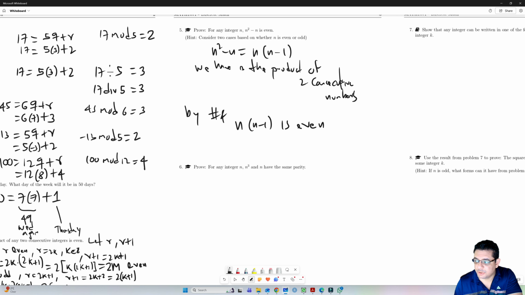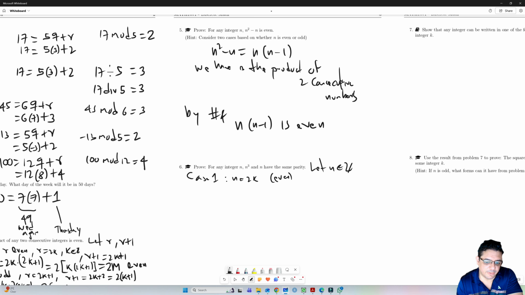Now, question number 6 says, show that for any n, n cubed and n have the same parity. So that means that n is going to be odd or even. Okay, so this is something that we start by cases again. Once again, let n be an integer. Case 1, n even. Right, so we're going to have n even.